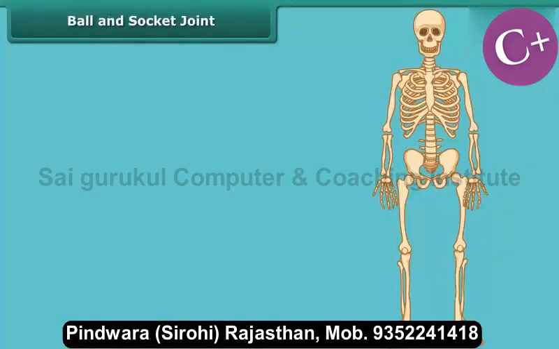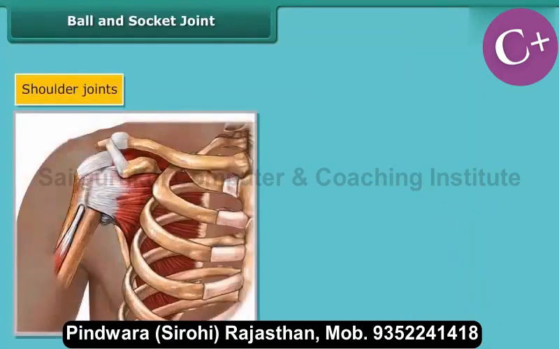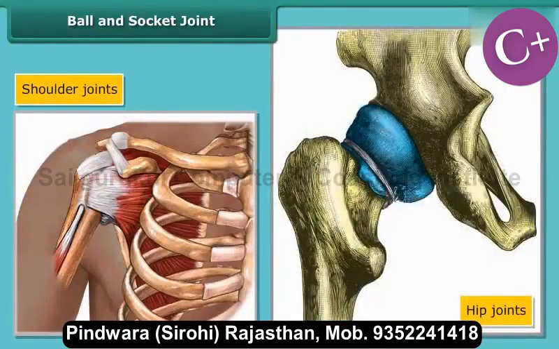Ball and socket joint. In ball and socket joint, one end of a bone is rounded and ball-like and fits into a cup-like depression of the other bone. It provides movement in any direction. Shoulder joints and hip joints are examples of ball and socket joint.